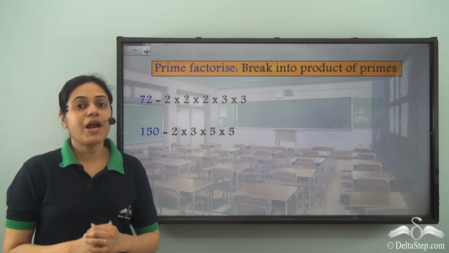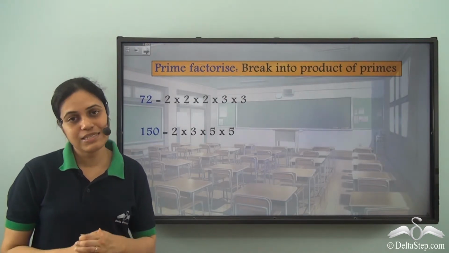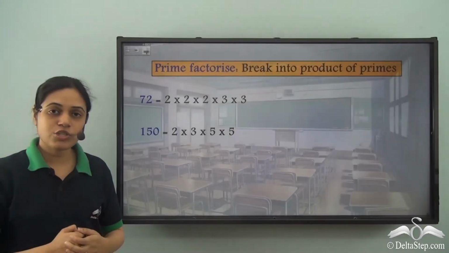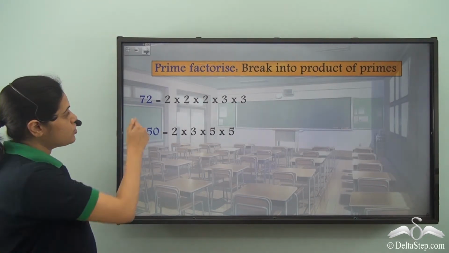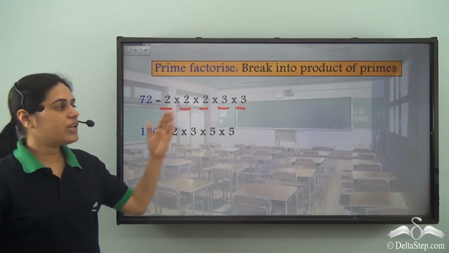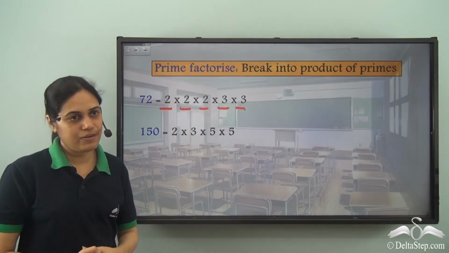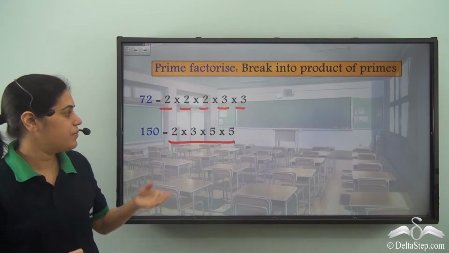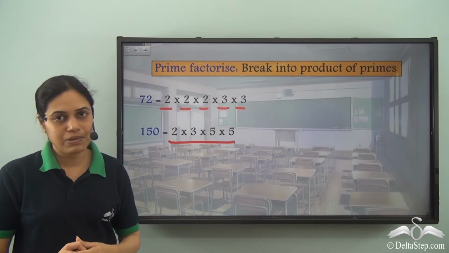I can use prime factorization to find the common factors of two numbers in an easier way. How? First, you need to break up the numbers into the product of prime numbers. This is what prime factorization is. So 72 is 2 into 2 into 2 into 3 into 3. 2 and 3 are the prime numbers. Similarly, 150 can be written as 2 into 3 into 5 into 5. 2, 3 and 5 are prime numbers.